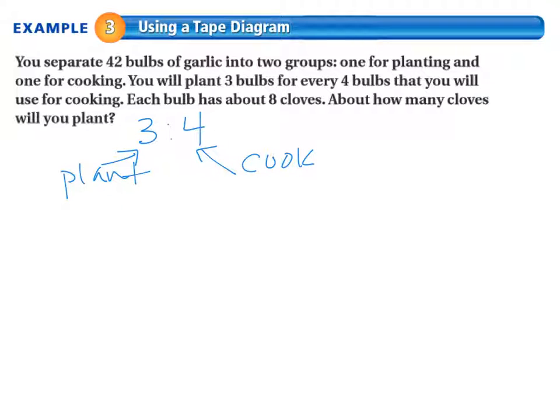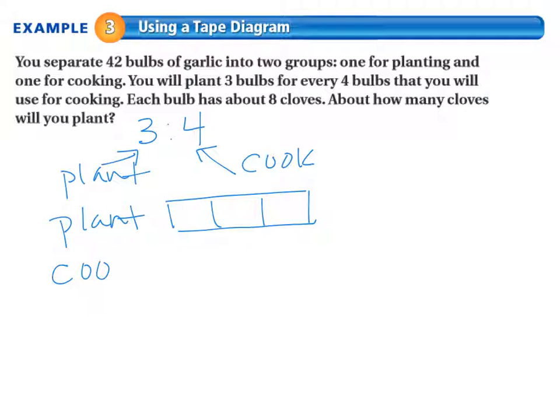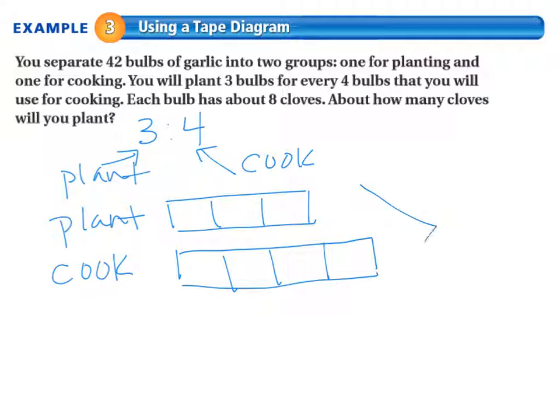Let's use a tape diagram again. To plant, I'm going to draw a box that's got 3, and for cook, I'm going to draw a box that has 4. And that represents my 3 to 4 ratio of how many bulbs I'm going to plant and how many I'm going to cook. How many total parts do I have in this ratio? I have 7 total parts, and these total parts represent 42 bulbs of garlic.